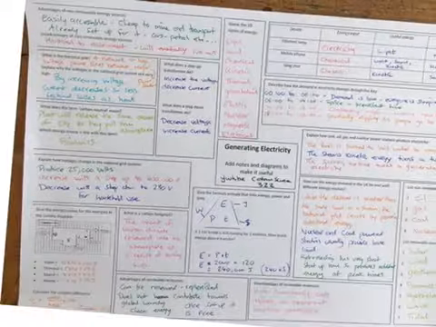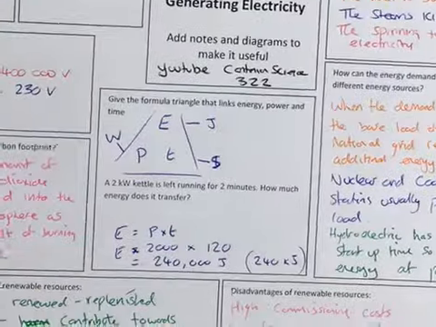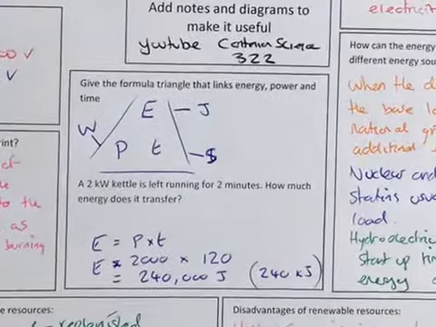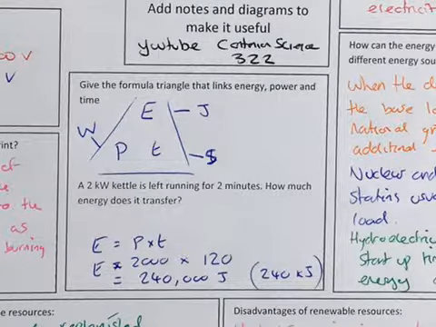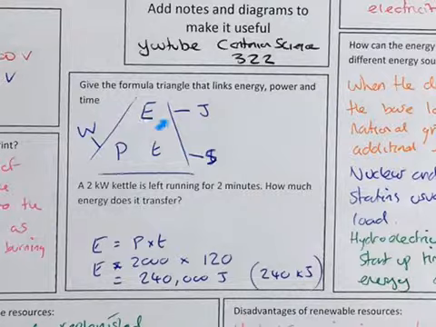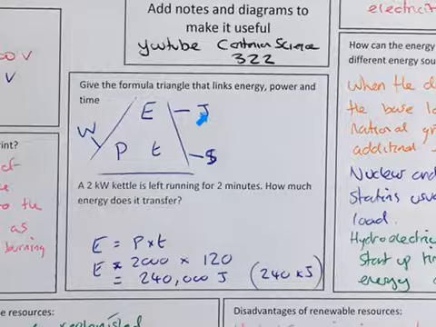I'm trying to think any more on energy. Give the formula triangle down here that links energy, power, and time. So there's the formula triangle. In the front of your books, it's going to be E equals PT. So energy, which is measured in joules, power, which is measured in watts, and time, which is measured in seconds.